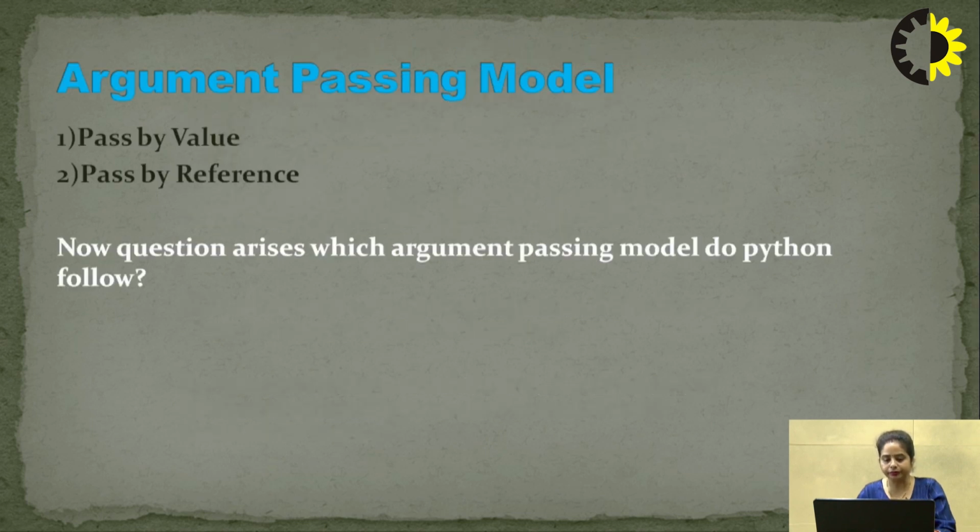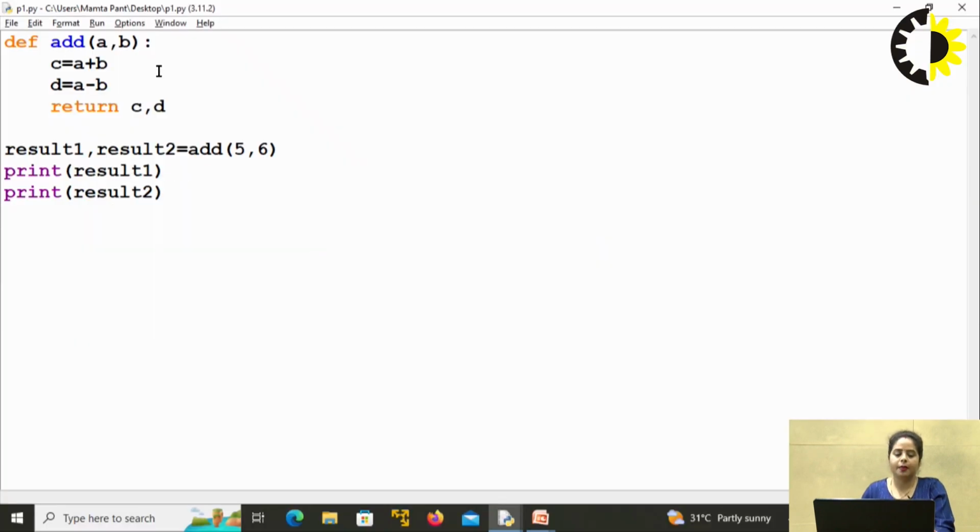Okay. Now, next is your argument passing model. What is the argument passing model? When you learn about C, C++, you have to learn pass by value and pass by reference. Now, what are these? Pass by value, I am passing the value to a function, and pass by reference, I am passing a reference or pointer to a function. That you have already known, you have to study it in C or C++. Now, let's see it here.